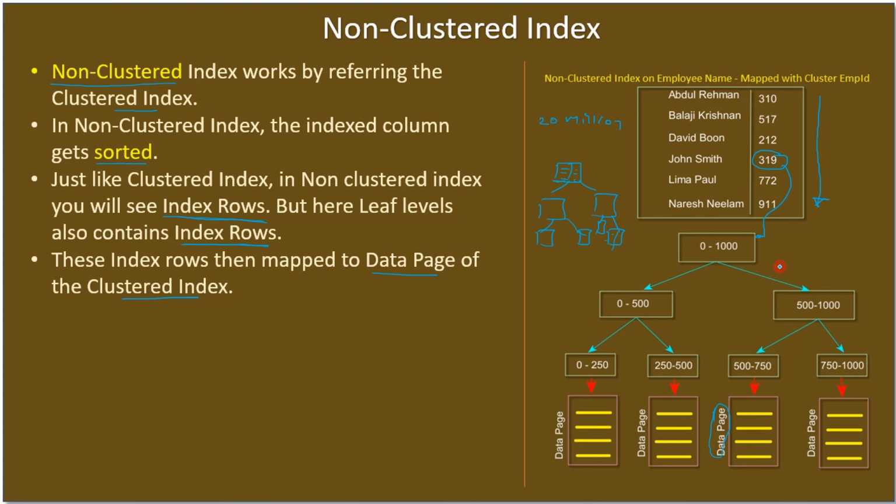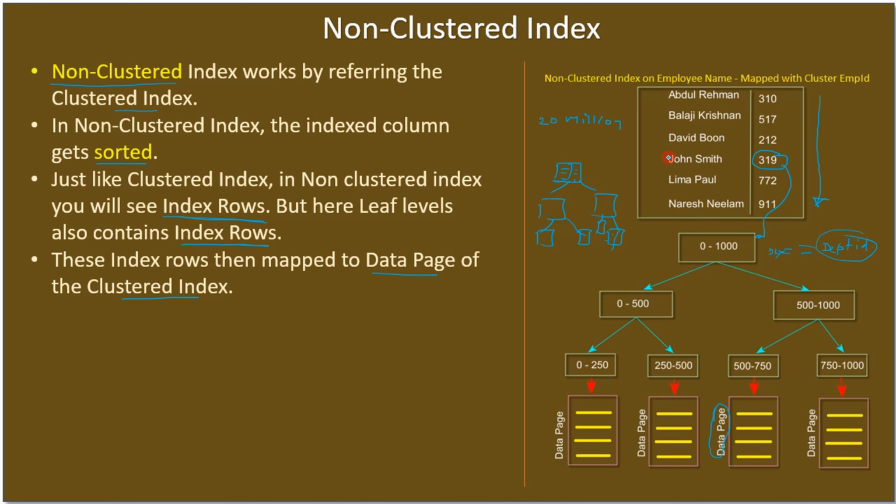So when you perform a search on clustered index, say for example in the department table, department ID is a primary key. So when your search is based on department ID equal to some number, then you will directly land up in the clustered index and you will search for the specific ID.